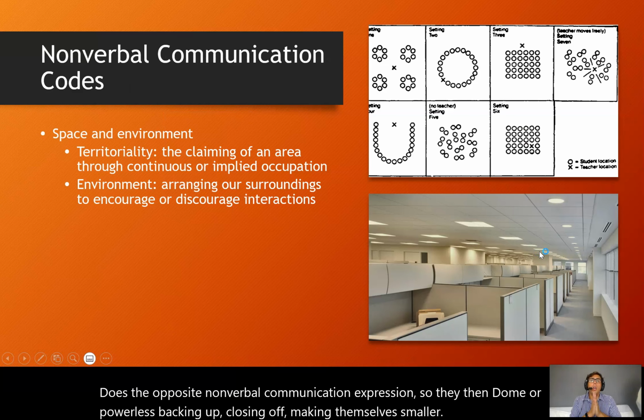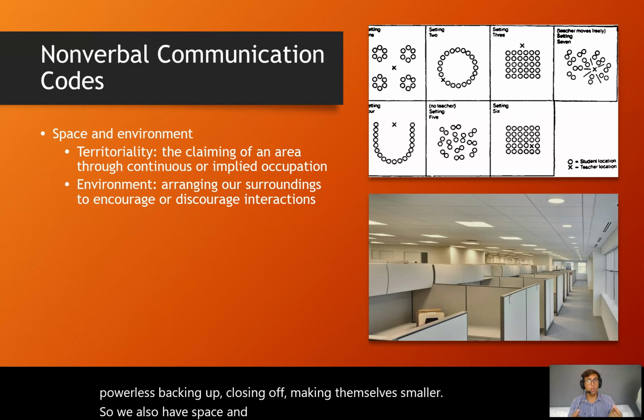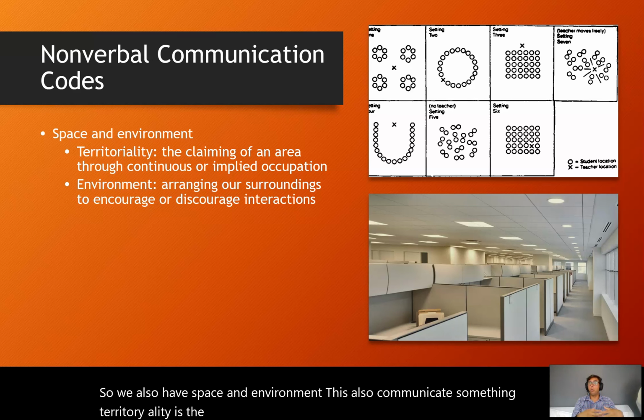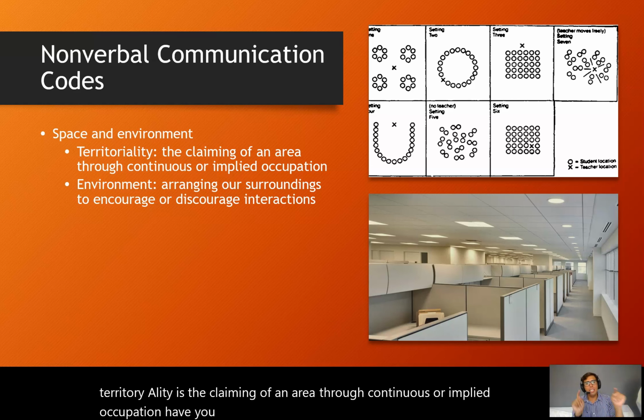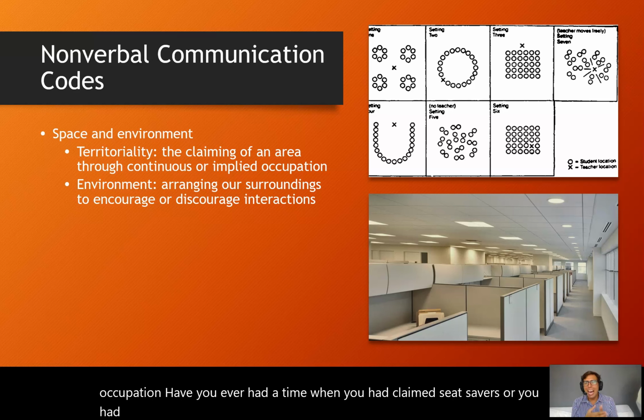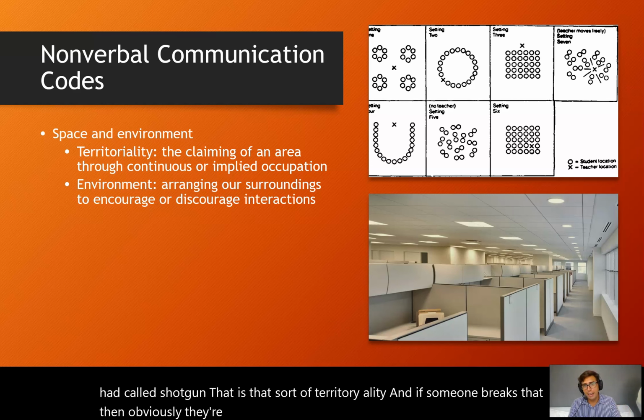So we also have space and environment. This also communicates something. Territoriality is the claiming of an area through continuous or implied occupation. Have you ever had a time when you had claimed seat savers, or you had called shotgun, that is that sort of territoriality. And if someone breaks that, then obviously they are no longer a friend.